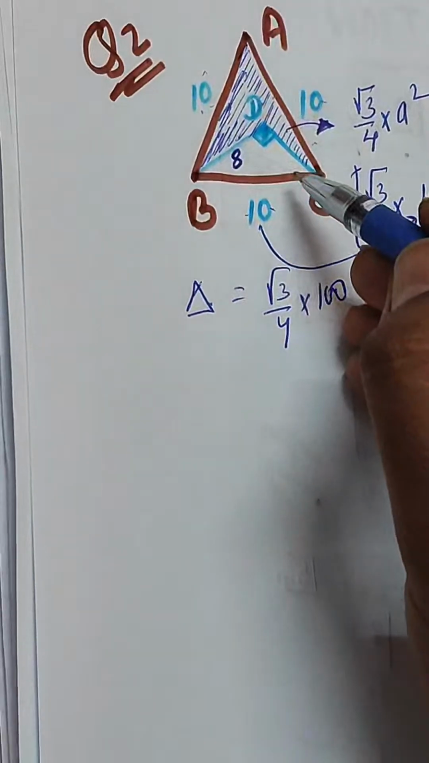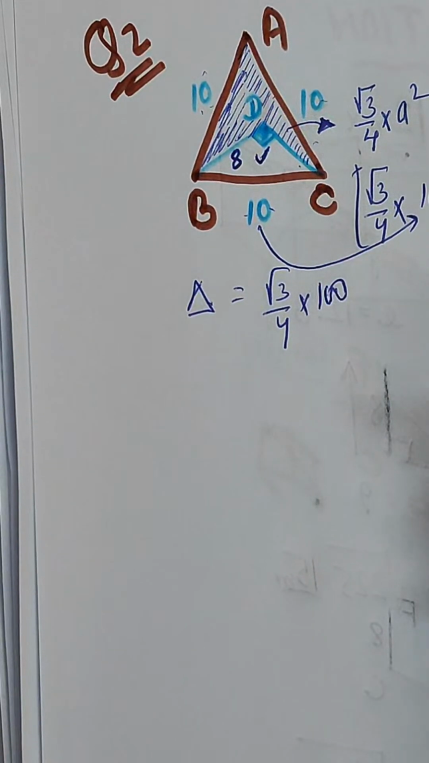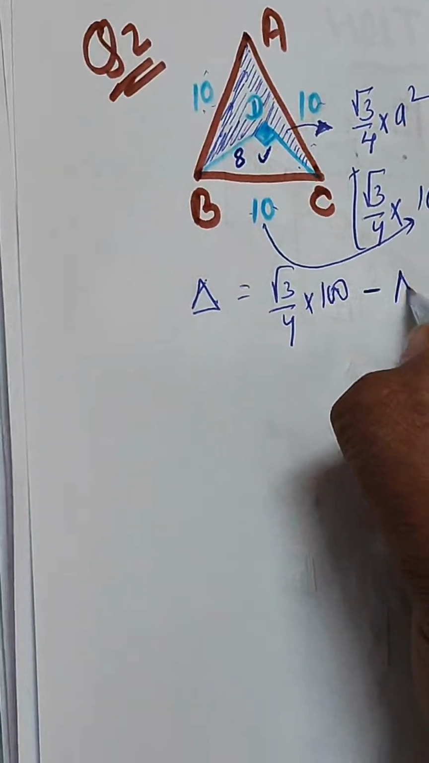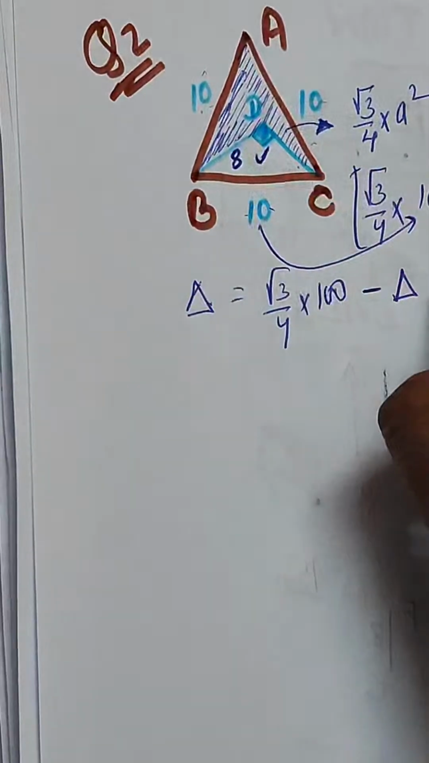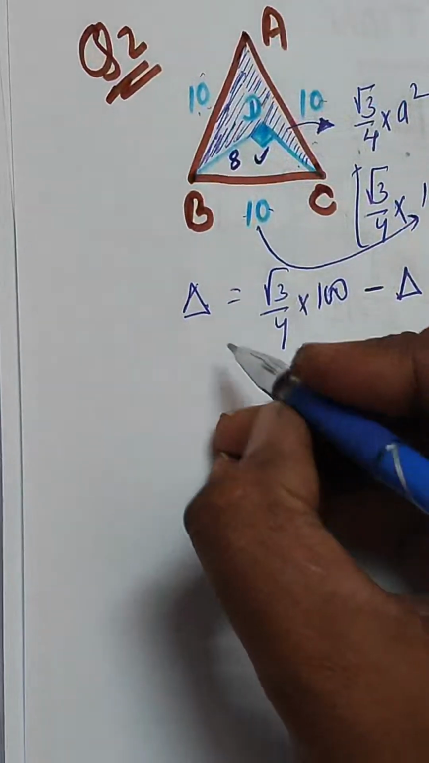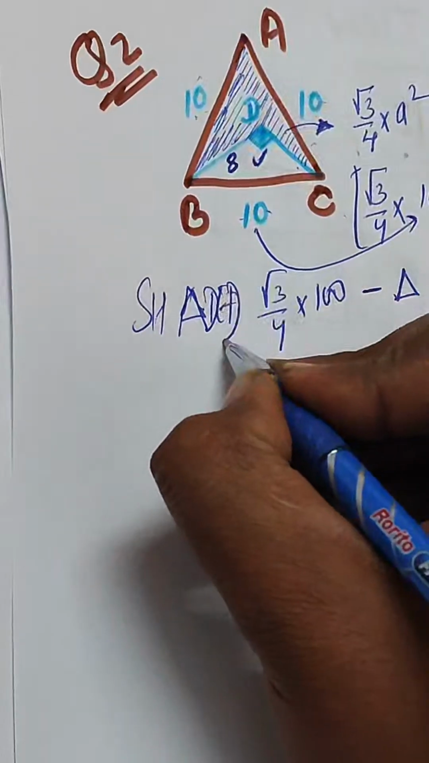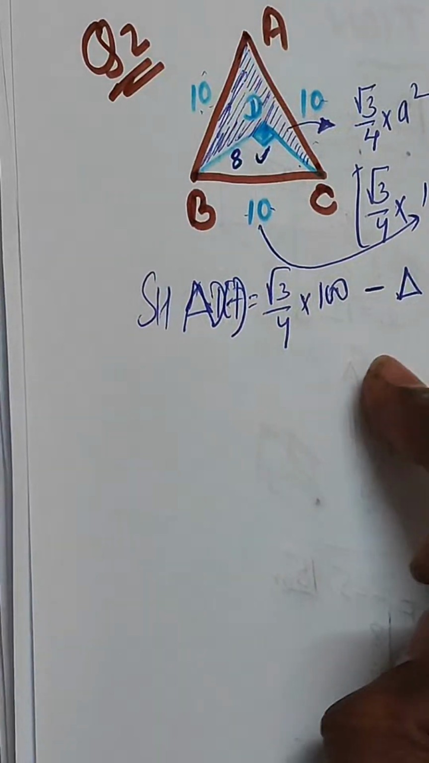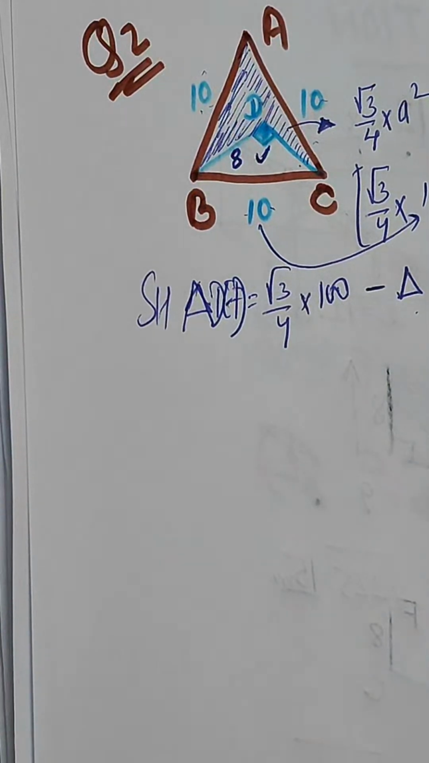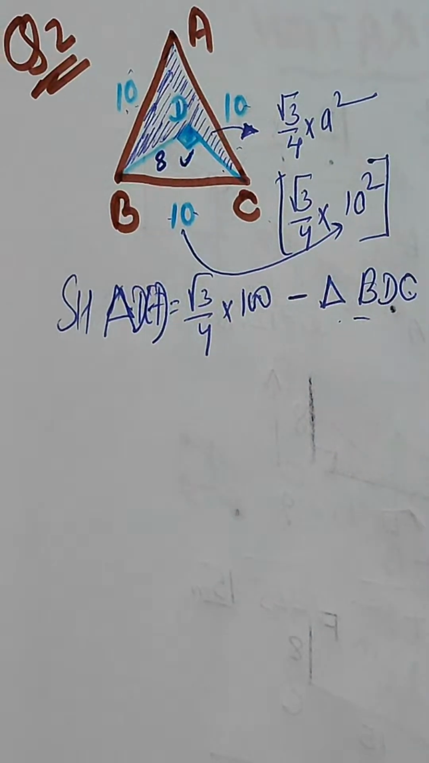From this triangle area, subtract the area of this triangle BDC, and you will get the area of the shaded region, right? So my dear friends, how to calculate the area of the triangle BDC? How to calculate the area of the triangle BDC, right?